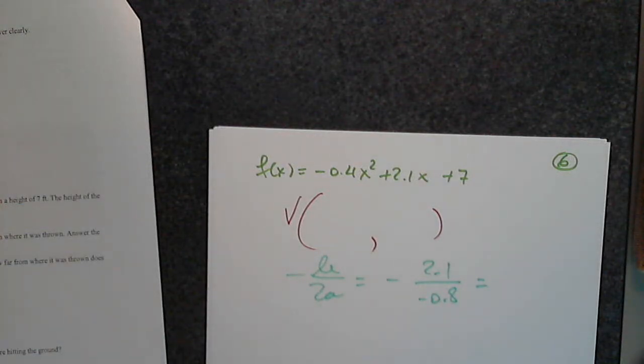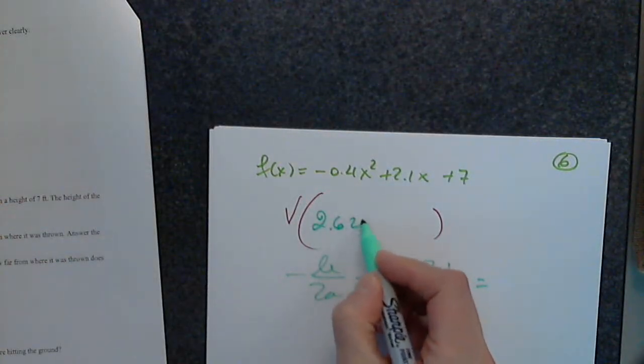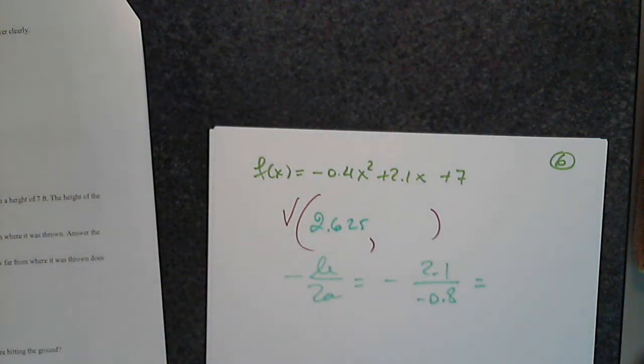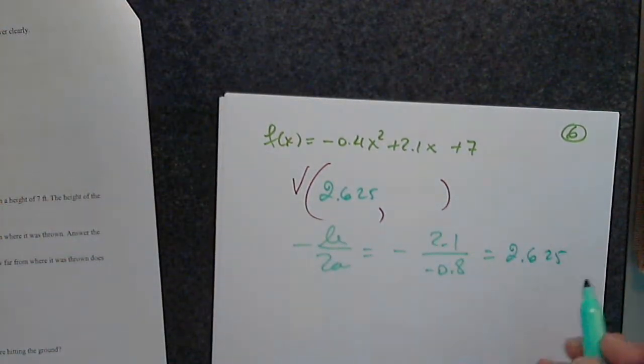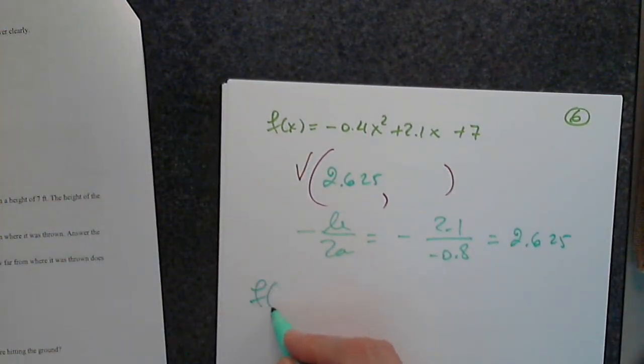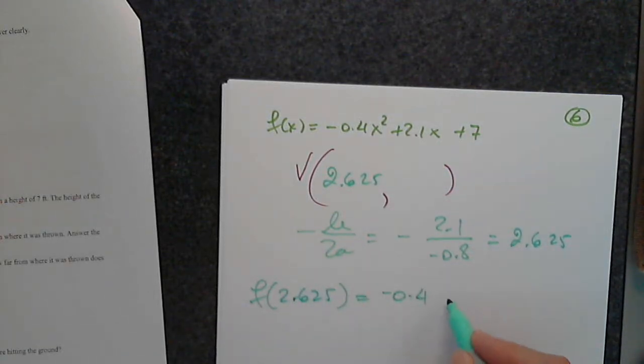What is this number? 2.625. Good. How do I determine the maximum now? Then you plug it in. Very good. Awesome. F of 2.625. Well done. Negative 0.4 times 2.625 squared plus 2.1 times 2.625 plus 7.